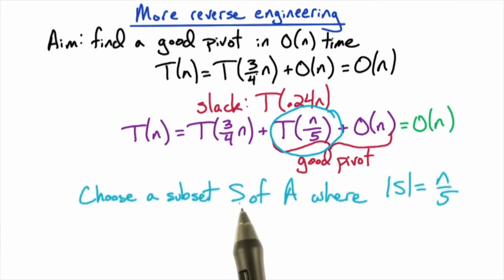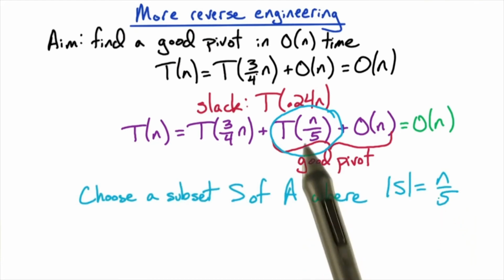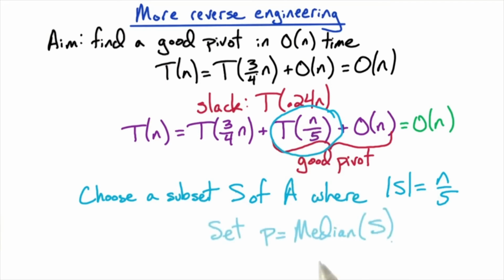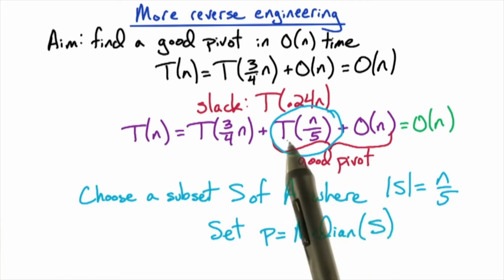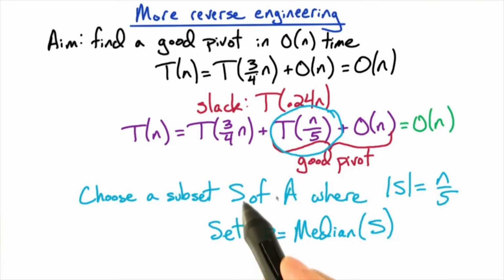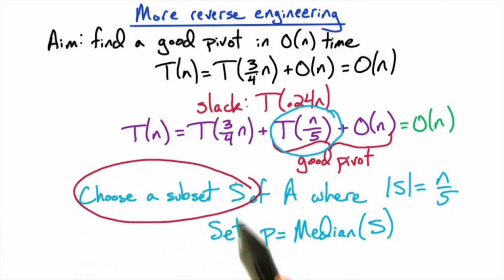Well, we're going to choose a subset of A, which is of size n over 5, and then we're going to recursively run our median algorithm on this subset S. And we're going to set P, the pivot, to be the median of this subset S. The time it's going to take us to find the median of this subset S is going to be T of n over 5, since the subset S is of size n over 5. The question is, how do we choose this subset S? We need to choose this subset S so that it's a good representative sample of this entire array A.